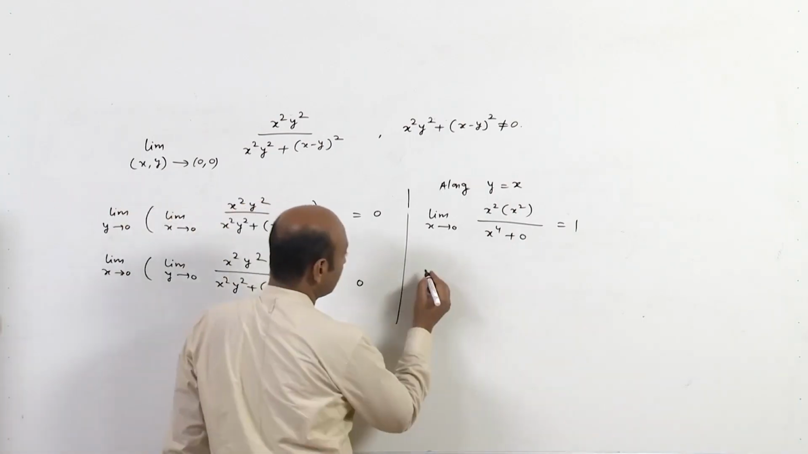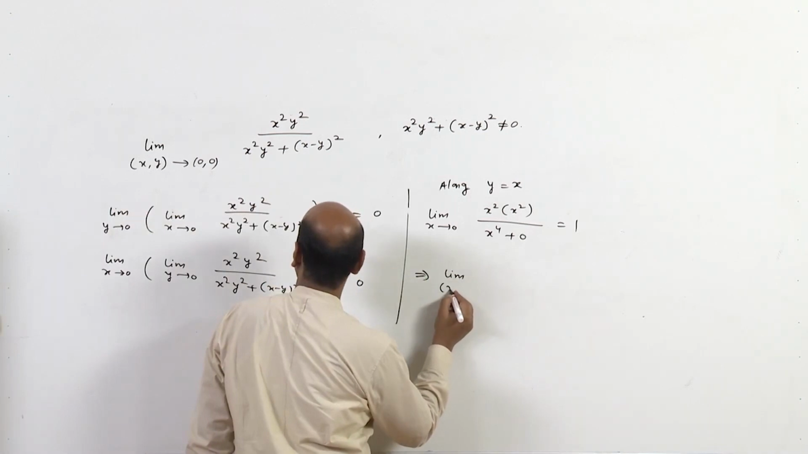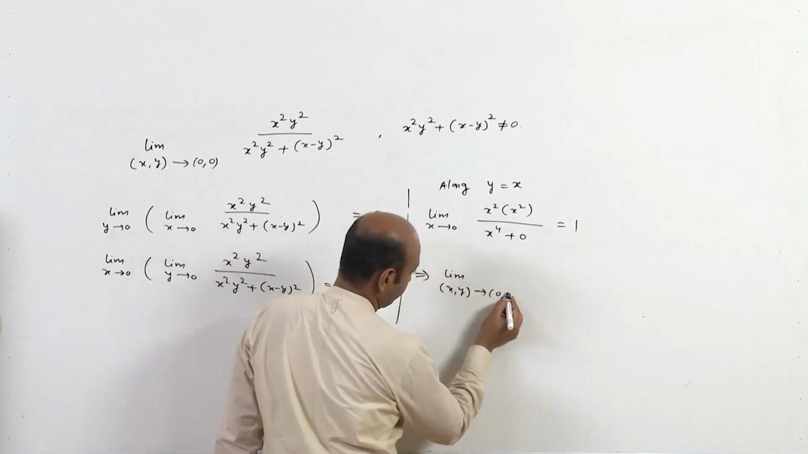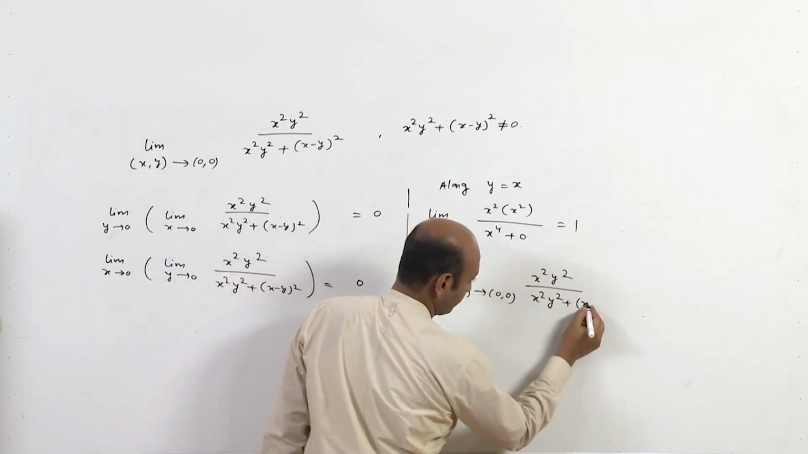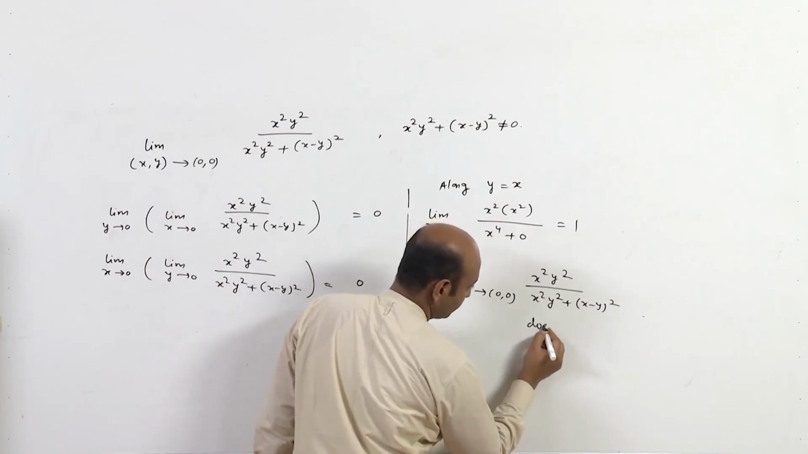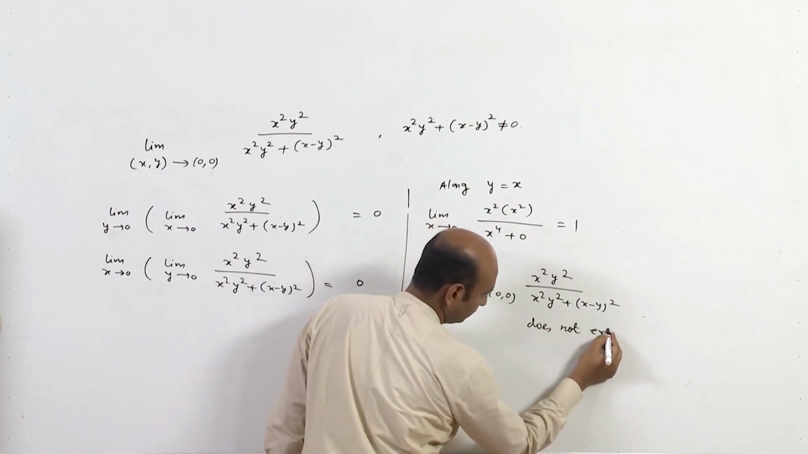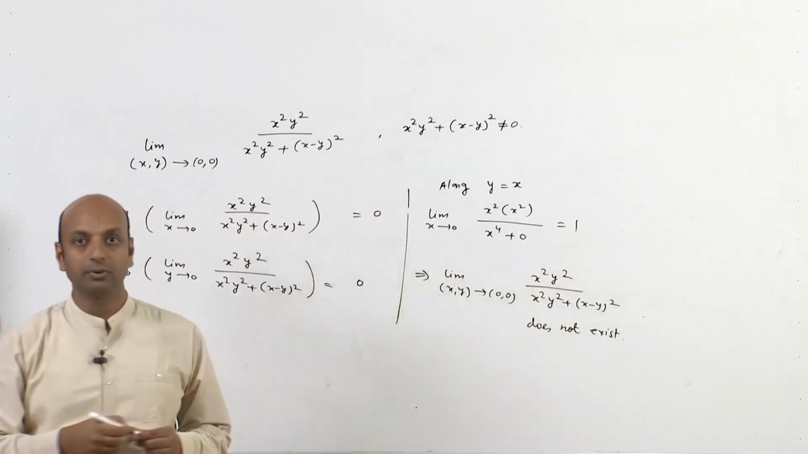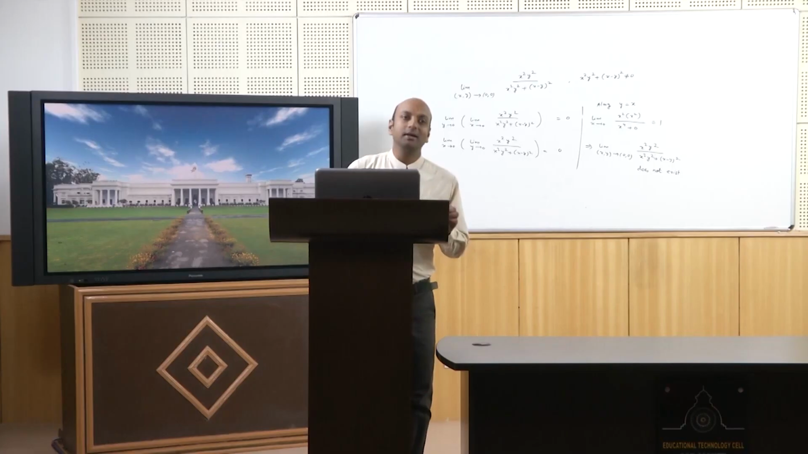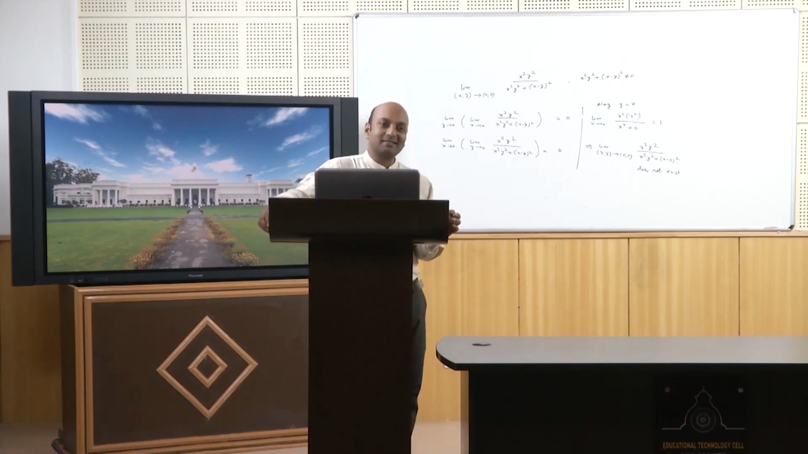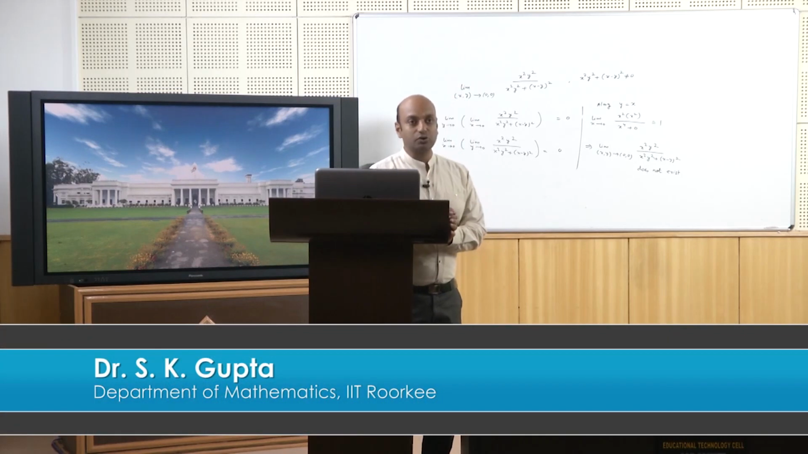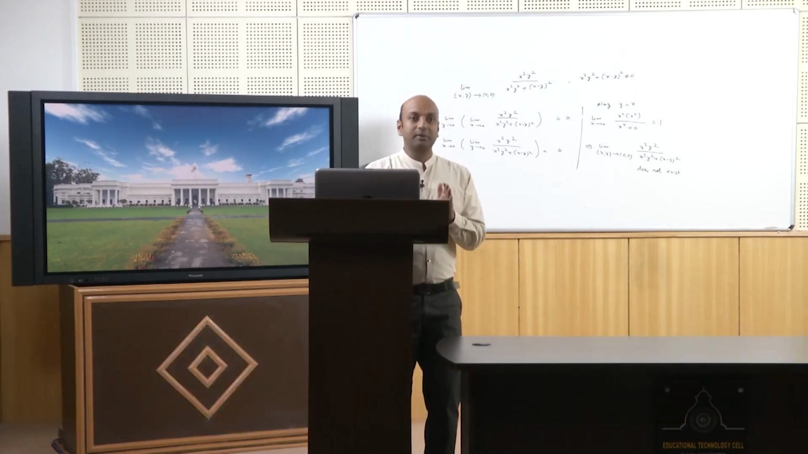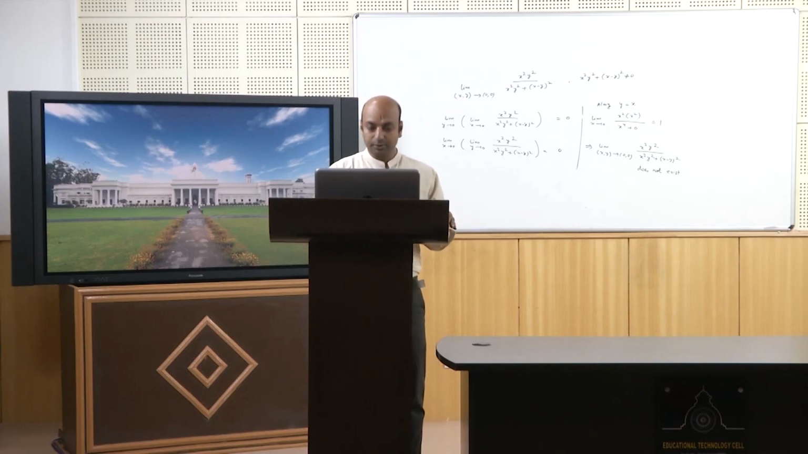This means it is path dependent, and this implies this limit does not exist. So, hence we can easily show whether a limit exists or does not exist. To show the existence, we have to go through the delta epsilon definition. To show that the limit does not exist, we have to show that from two different paths the values of the limit are different. Okay. So, thank you very much.